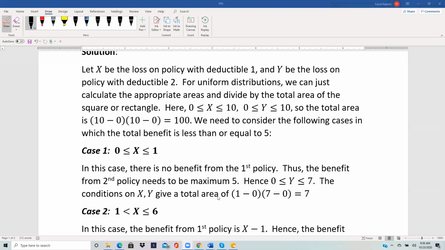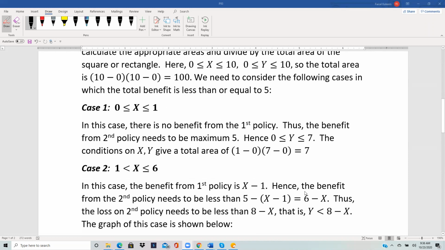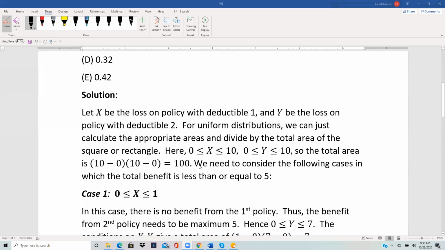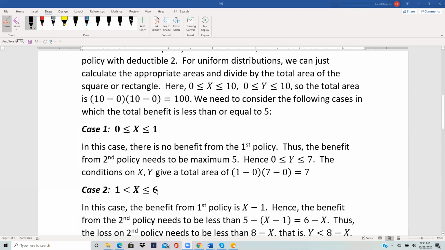So in this case, the total area involved will be, X goes from 0 to 1, that's a length of 1, and Y goes from 0 to 7, that's a length of 7, so the total area is 7. Case 2, X between 1 and 6. Why are we stopping at 6? X can actually go up to 10. The reason we stop at 6 is that once X is more than 6, the X benefit alone becomes more than 5. Remember, X has a deductible of 1, and we are only considering the situation where the total benefit is less than 5. So that's why X between 1 and 6 is our last case.